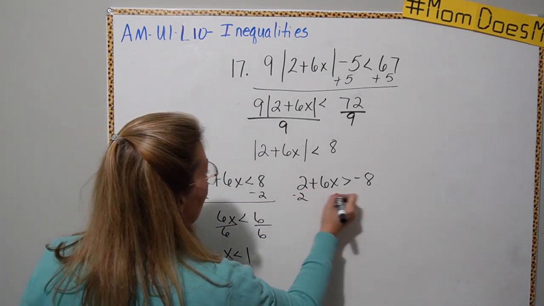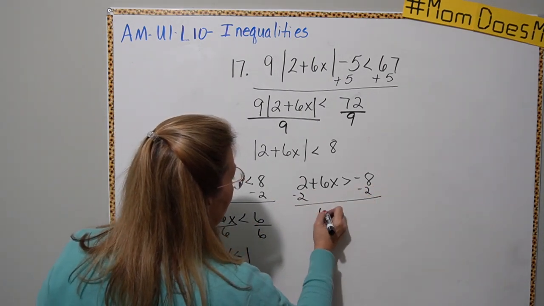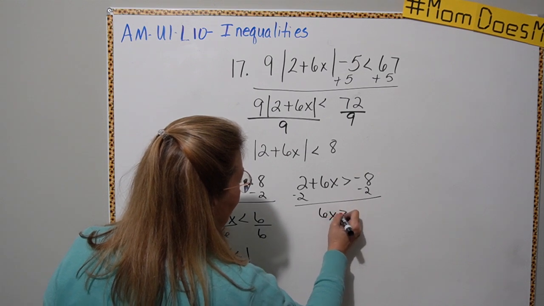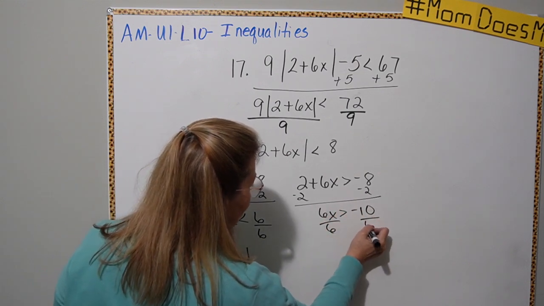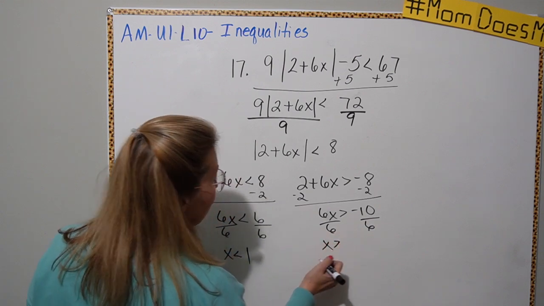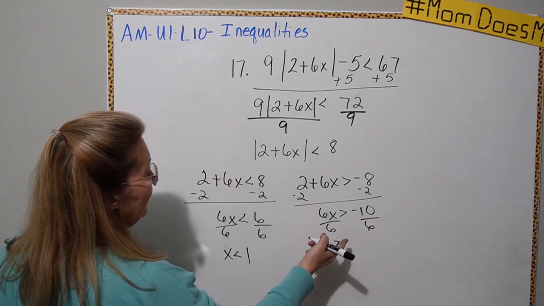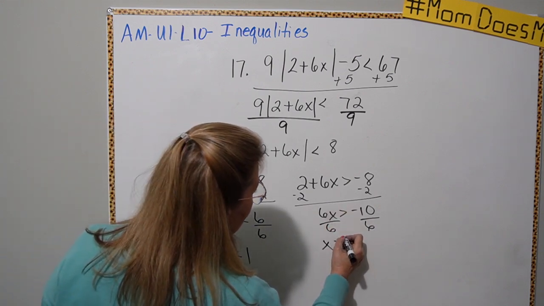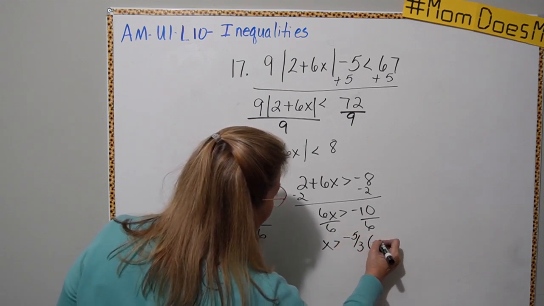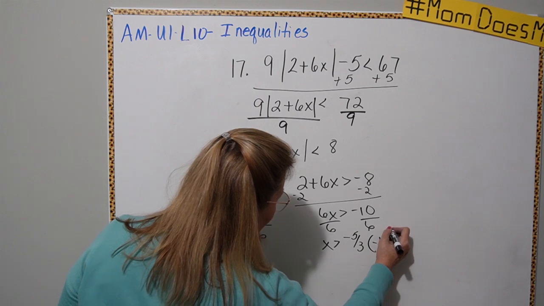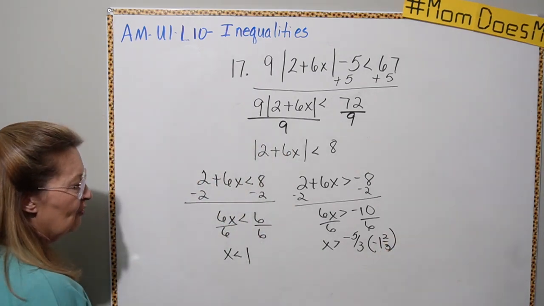All right, over here I'm going to subtract 2. So I get 6x is greater than negative 10. Divide both sides by 6. Once again, no flipping because I'm not dividing by a negative number. All right, and this is going to be negative 5/3. And I'm going to write that as negative 1 2/3 because it's easier to graph.